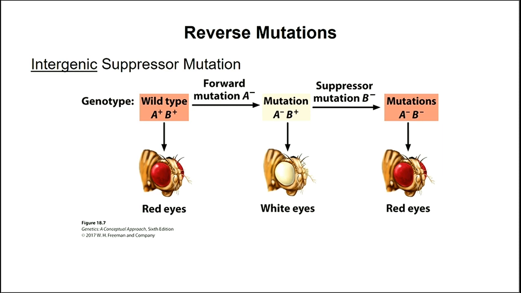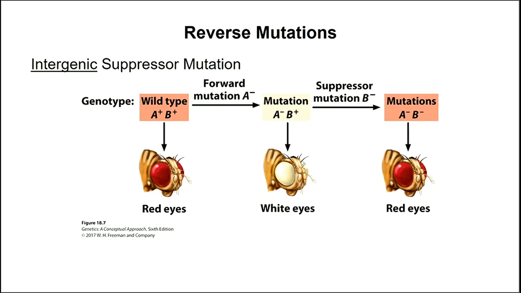Well, if we cause additional mutations in this fly, it's possible that we could mutate a second gene, and by mutating the second gene, we could revert the phenotype back to normal. So then it would have red eyes, right? And so then we could try to figure out what gene did we mutate, right?